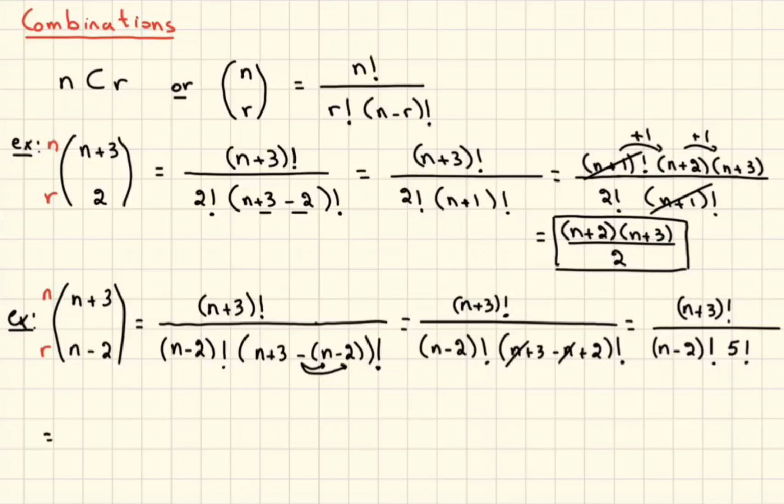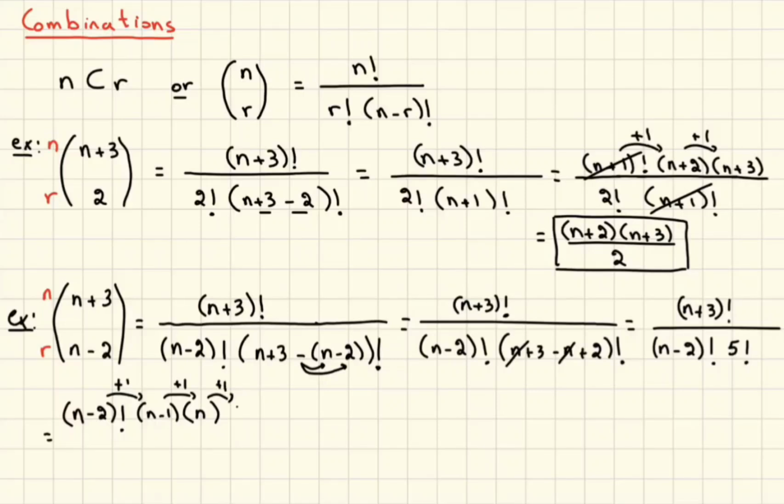I check here what is the largest and what is the second largest. So n plus 3 is the largest one, n minus 2 is the second largest. Now, let's rewrite (n plus 3) factorial in terms of (n minus 2) factorial. So I start with n minus 2, and I keep adding 1 till I reach n plus 3. So n minus 2 plus 1 will be n minus 1. We add one more 1, and I get n. You can write n in parentheses or without.